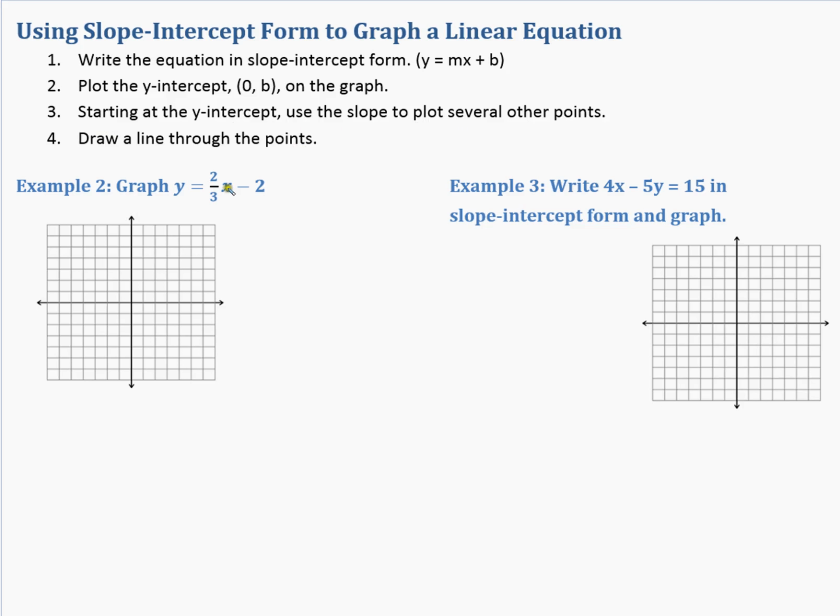So here we have y equals 2/3 x minus 2. It's already in slope-intercept form. Our y-intercept is this negative 2, so we're going to put a point here at negative 2 on the y-axis. So that's our y-intercept, negative 2 on the y-axis. And our slope is 2/3. That means our rise is 2 and our run is 3.